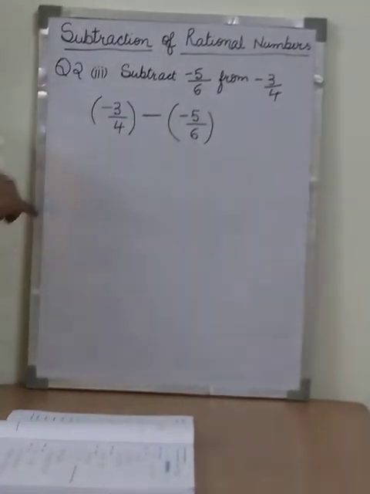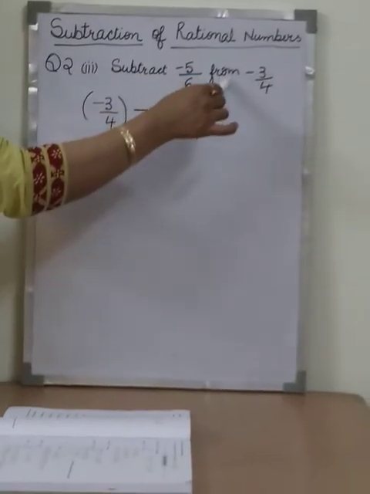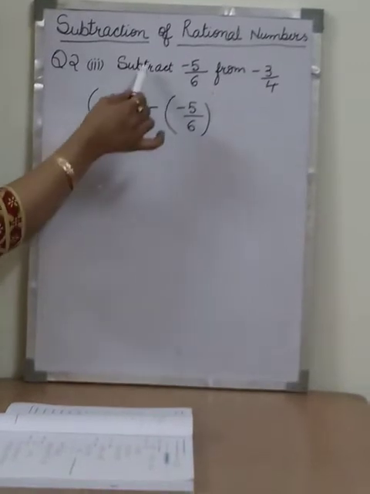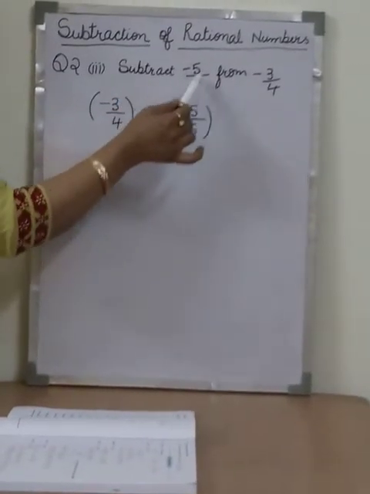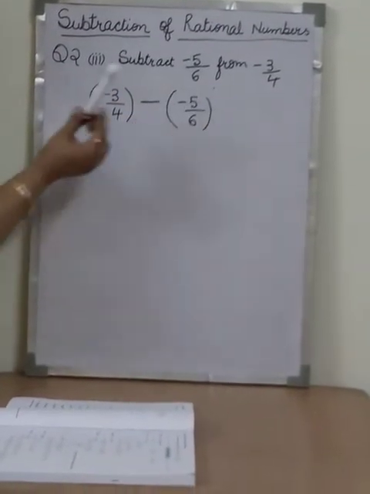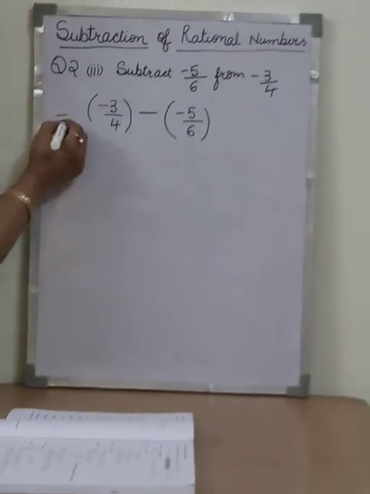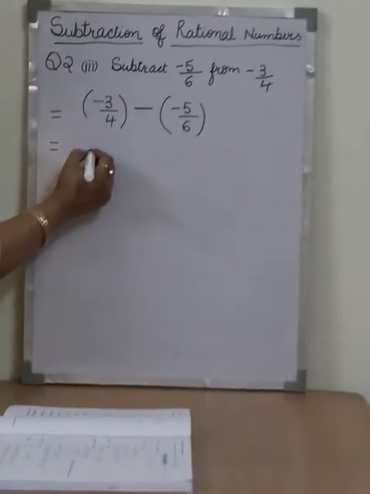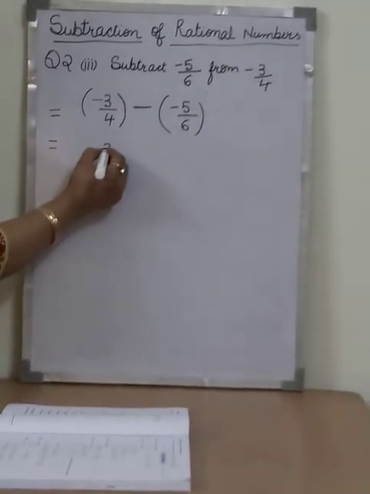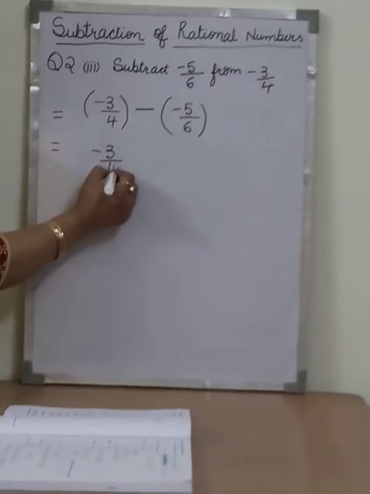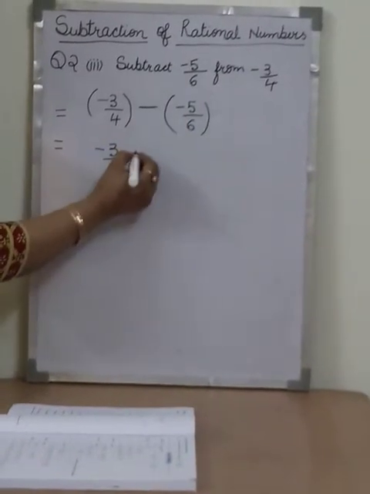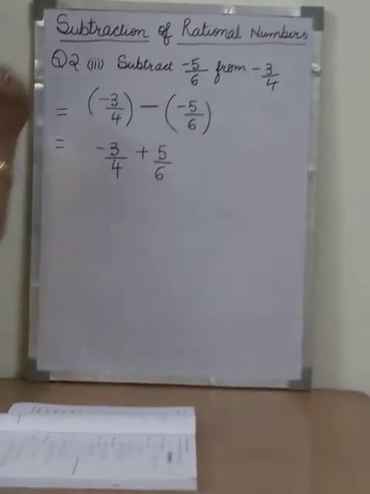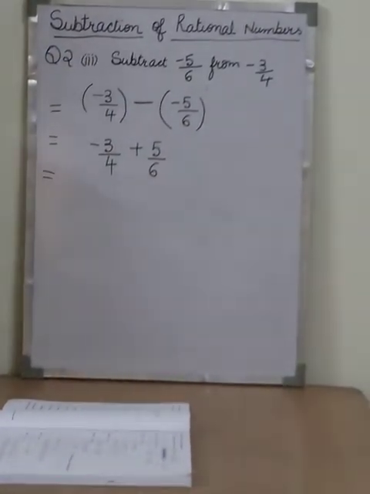Okay children, how to write? Firstly we write the rational number given after the word from, then subtract, and what we have to subtract? Minus 5 by 6. That happened. So this way we have written the expression. Now we remove the bracket and we simplify it. So what we'll get? Minus 3 by 4. This minus minus will become plus 5 by 6.